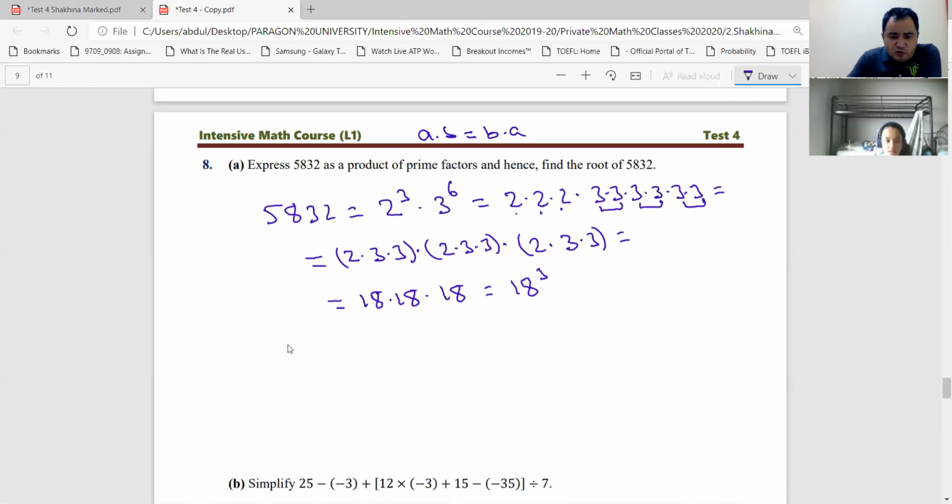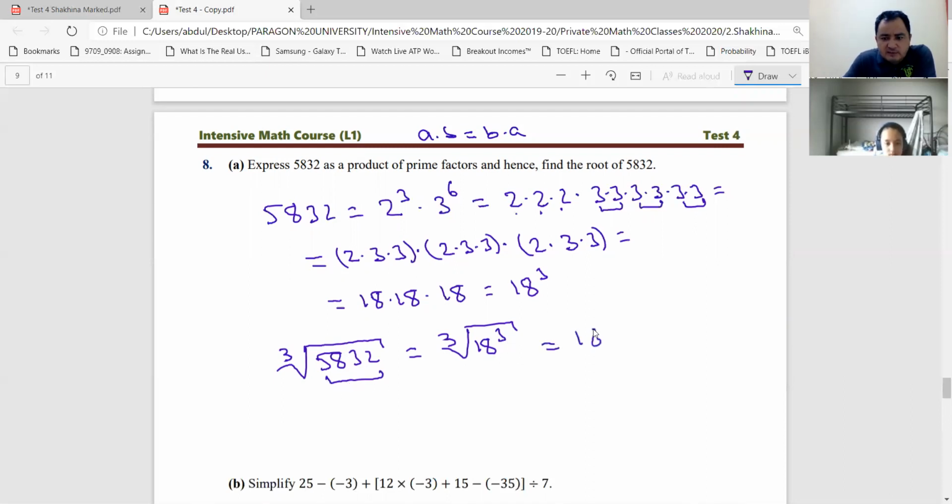So now if you just take the cube root of both sides, 5832, right? And also the same thing here, cube root of 18 cubed. Actually, 18 cubed means what number's cube is equal to 5832? What number is it? It is 18. Because these cancel each other. If I write something like the 4th root of 5 to the power 4, this 4 cancels, it is 5.